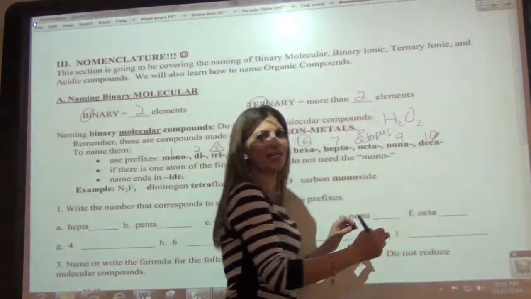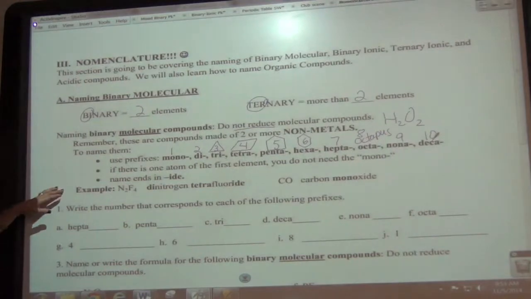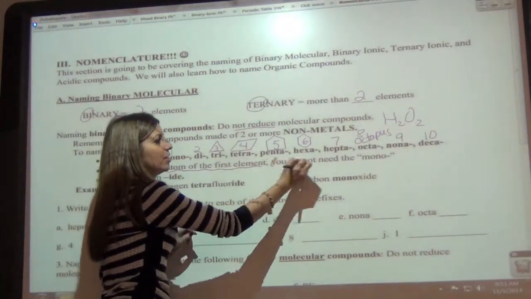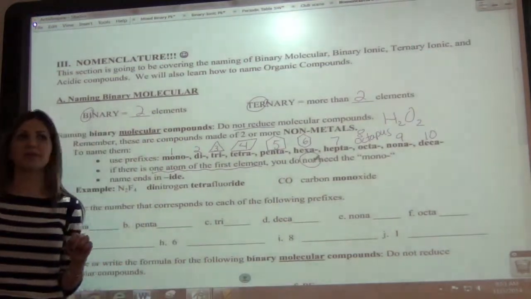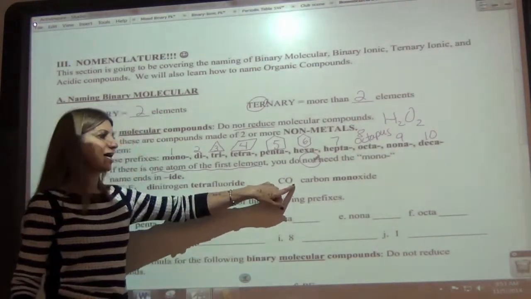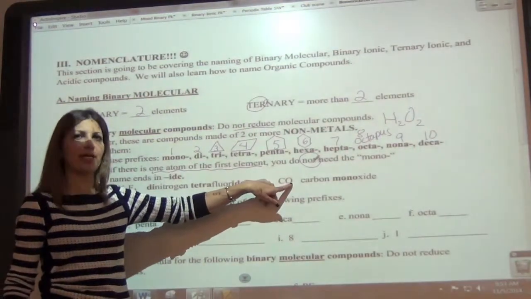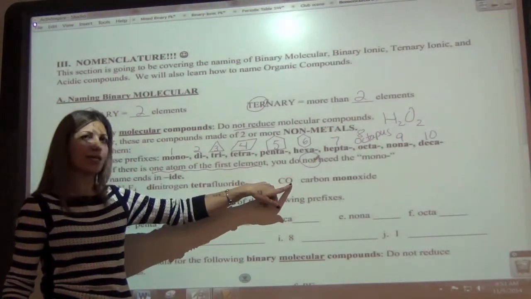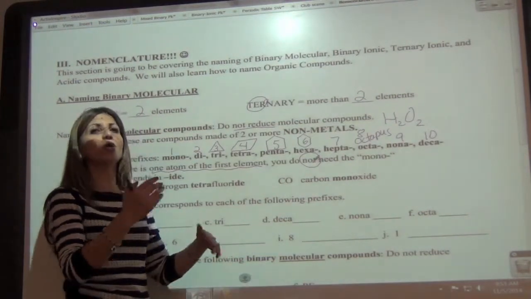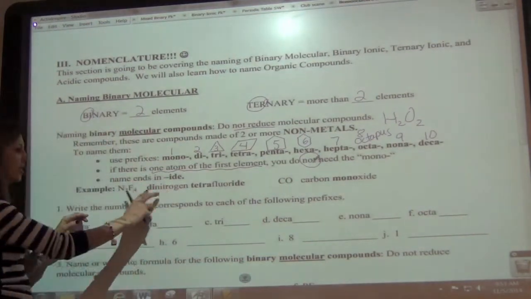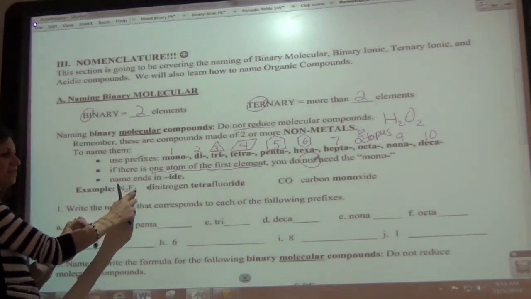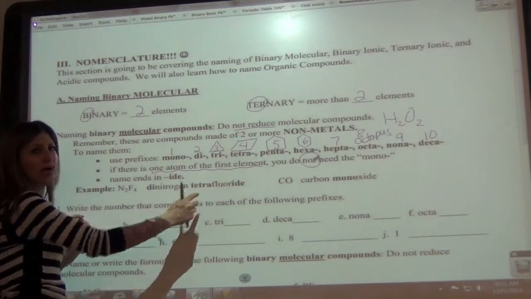Not like the marketing competition. That's different. That stands for something else. Okay. If there is 1 atom of the first element, there's no mono. For example, in the name carbon monoxide, it's not monocarbon monoxide, it's just carbon monoxide. So the number of them will go in front. For example, here it says N2, but they call it dinitrogen, and then F4, they call it tetrafluoride.